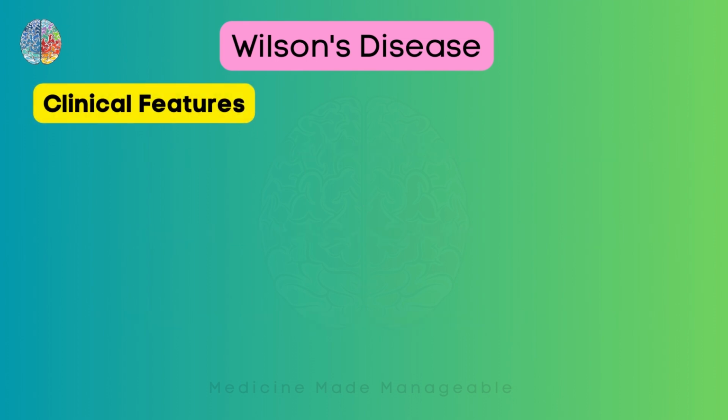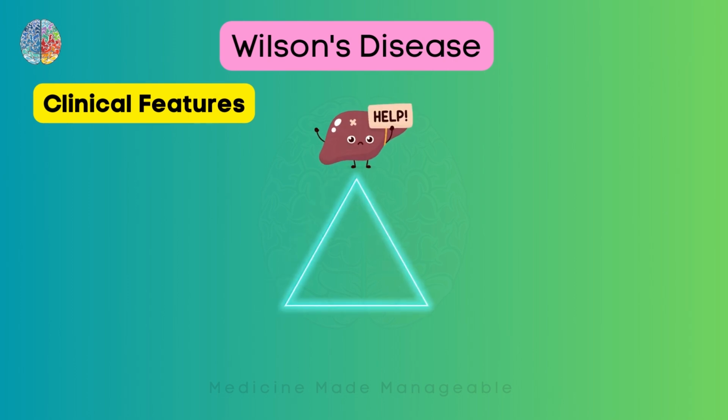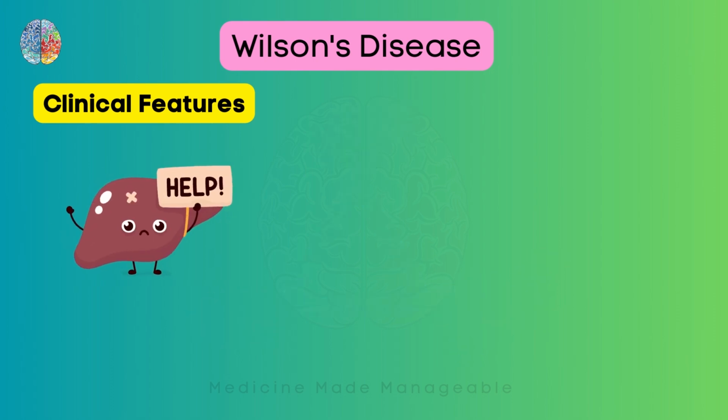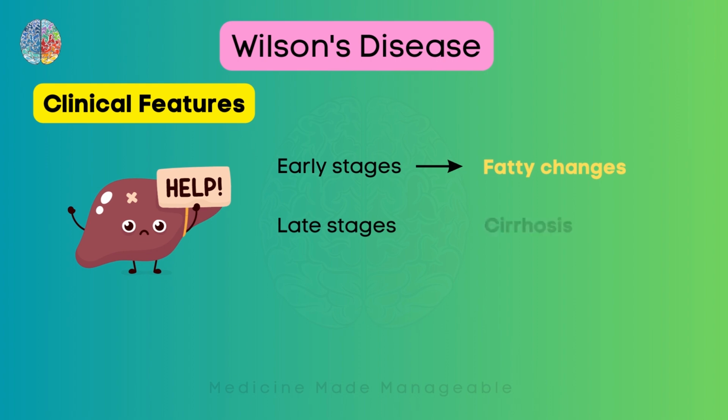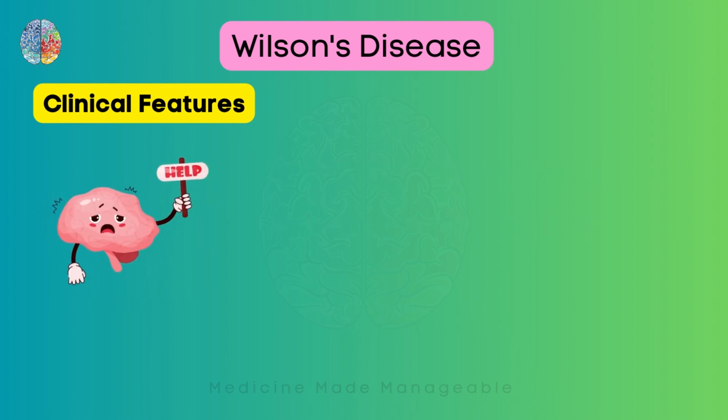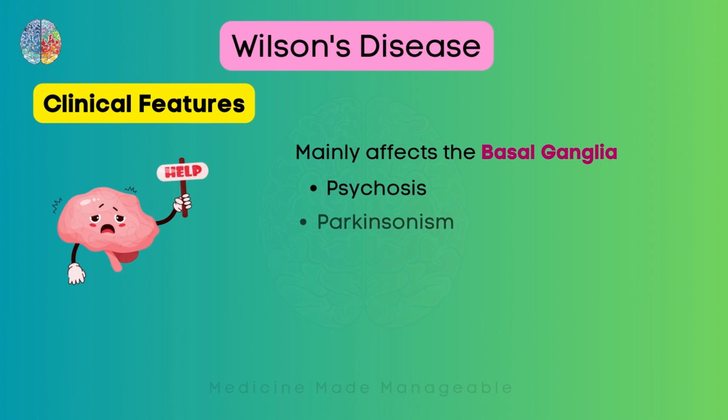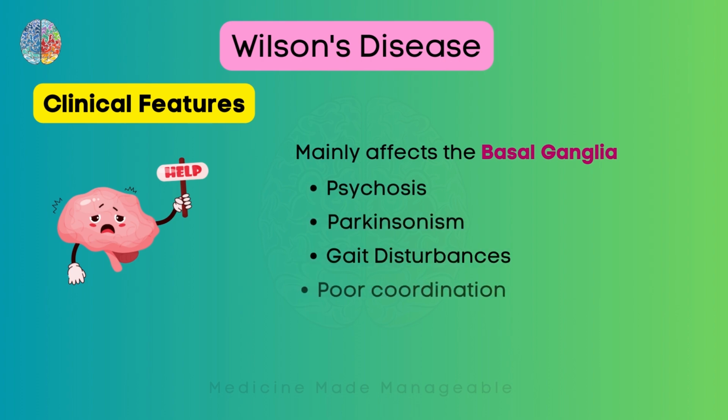So now finally coming to the clinical features. Here you are going to see a triad. The liver is going to be affected, the cornea and the brain. What will it do in the liver? In the early stages, you will see fatty changes in the liver, and in the late stages, it may progress to cirrhosis. Now what will happen to the brain? Mainly the basal ganglia is going to get affected, and this is going to lead to a lot of problems like psychosis, Parkinsonism, gait disturbances, poor coordination and even tremors. These are important to remember because definitely in the question of Wilson's disease, they might mention any of these manifestations.